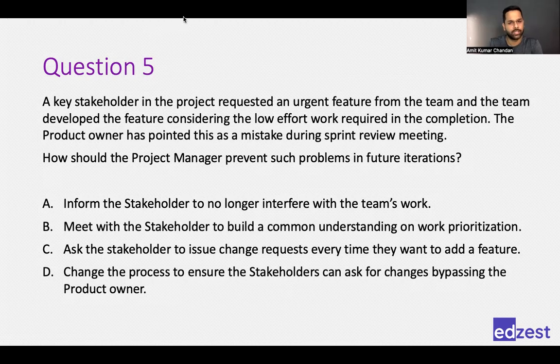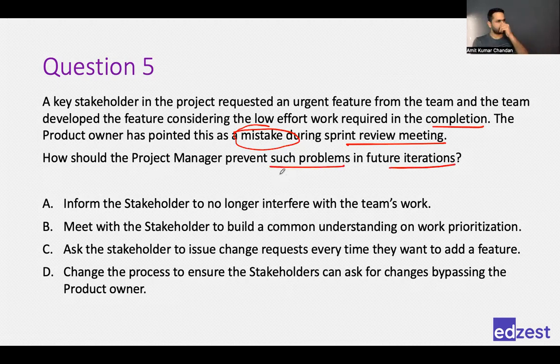All right, so let's discuss this. A key stakeholder in the project requested an urgent feature from the team, and the team developed the feature considering the low effort work required in the completion. The product owner has pointed this out as a mistake during the sprint review meeting. How should the project manager prevent such problems in future iterations?